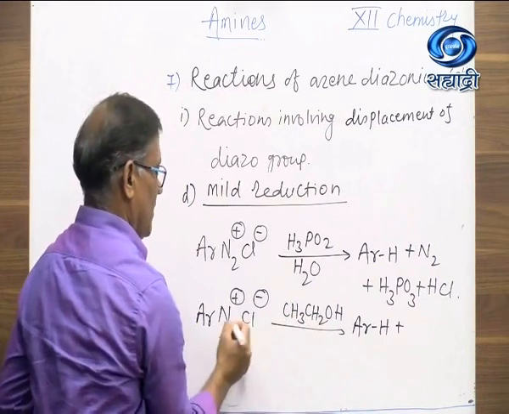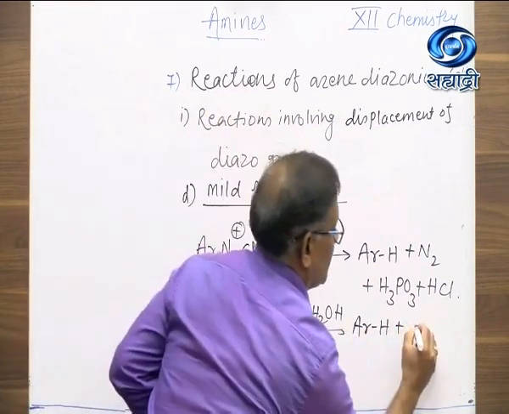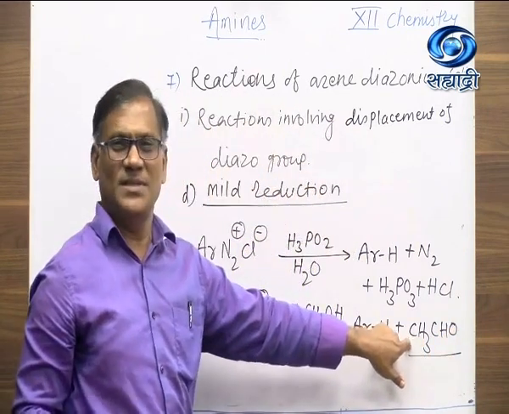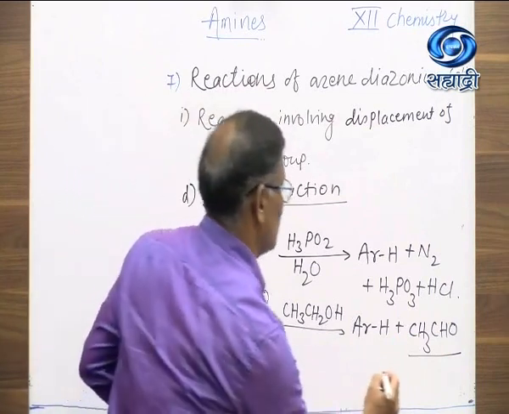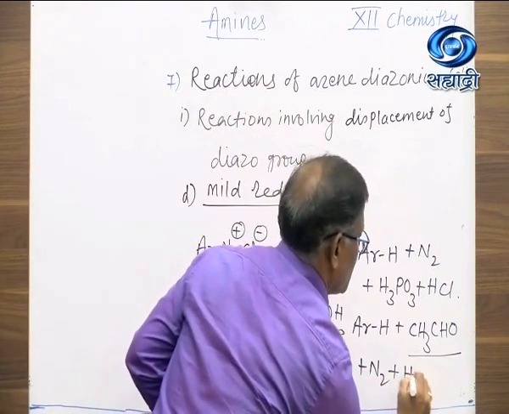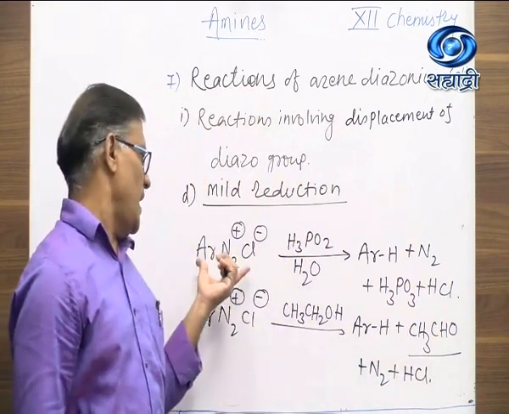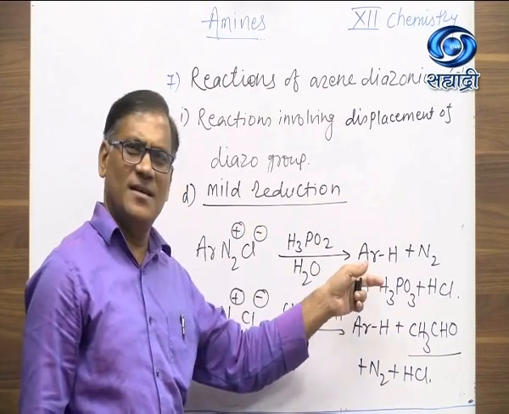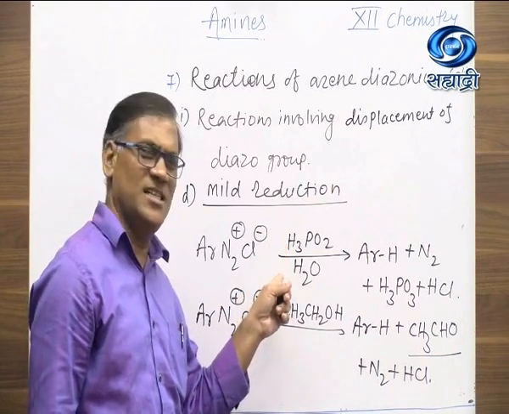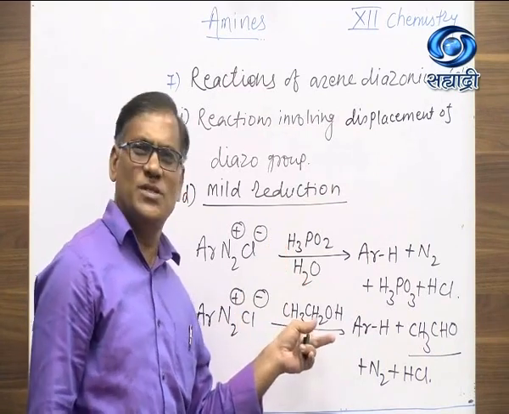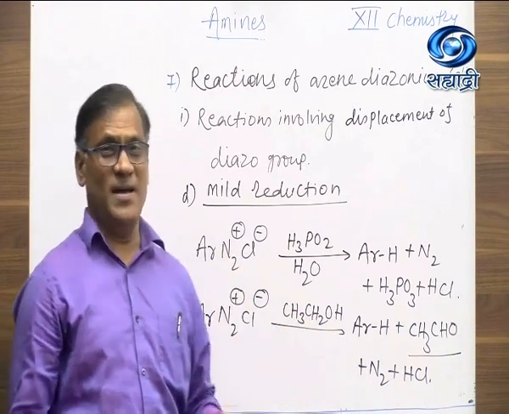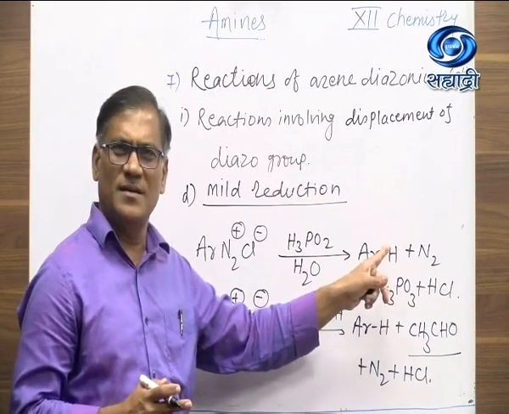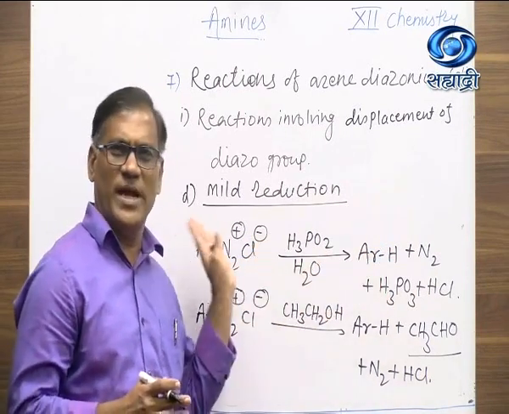Now one hydrogen is removed here and joined with Ar to form benzene, then acetaldehyde. This is also called ethanol, acetaldehyde, CH3CHO plus N2 plus HCl. So arene diazonium chloride can be converted into benzene either by using phosphinic acid suspended in water or using ethanol. So a 1 mark question may be asked, how do you convert aryl diazonium chloride into benzene? So you can use any one of these two reactions.